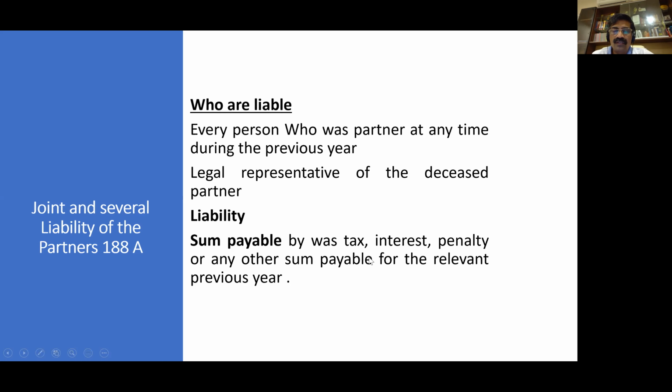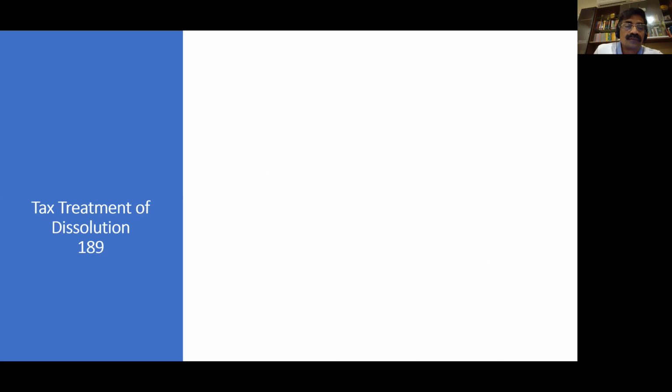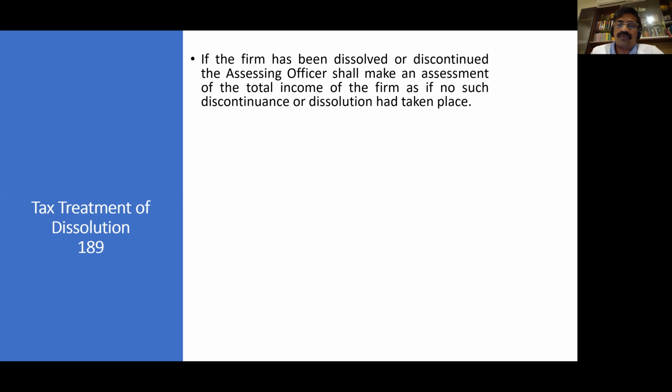So these are the persons who are liable. So what is the liability? Any sum payable by way of tax, interest, penalty, or any other sum payable for the relevant previous year. So இப்போ நான் previous year 19 ஒரு நாள் பார்ட்னர் இருந்தா கூட 1920 tax liability எங்கிட்ட இருந்துமே ரெக்கவர் பண்ணலாம். I will be liable with any other person. The section uses the words joint and several liability. The last section in this discussion, then we'll take a small break.